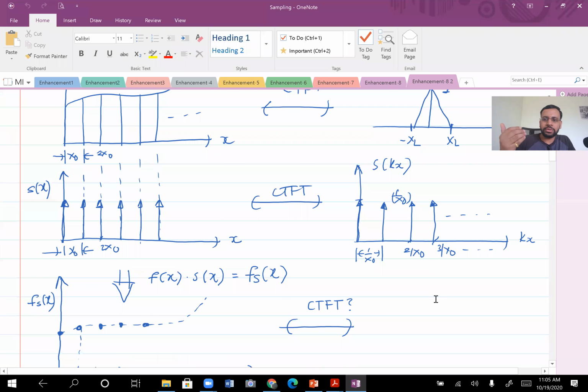So convolution with a delayed impulse, what will it do? I have a signal, I'm convolving it with a delayed impulse. So what would happen to the signal?